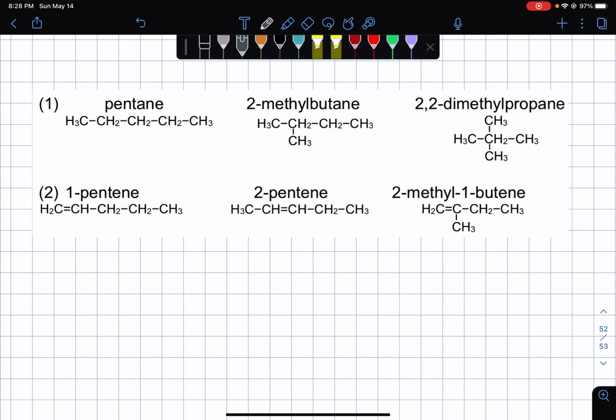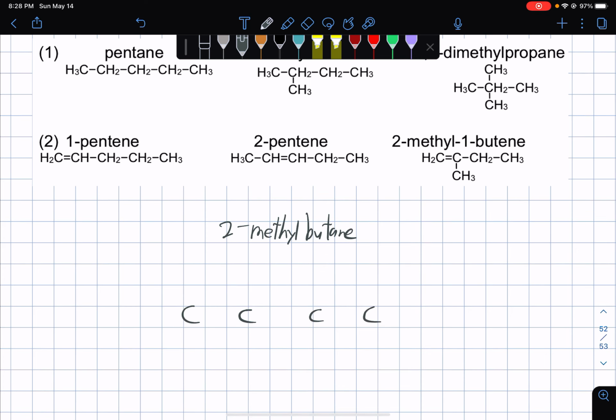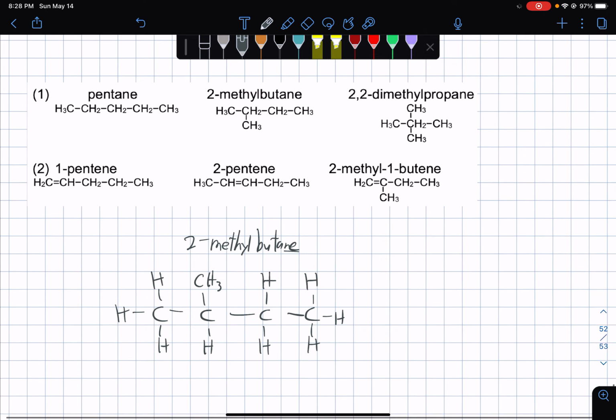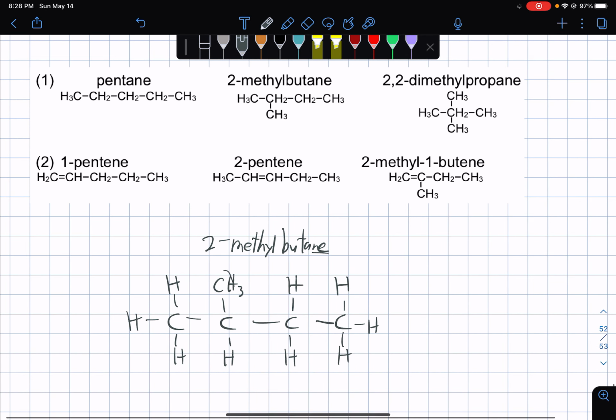So, methylbutane. Basically, we have 4 carbons, 2-methyl, so the methyl will be here. And then butane, this is all single bond, so yeah. That's it for 2-methylbutane. The only difference is the substituent in the second carbon.